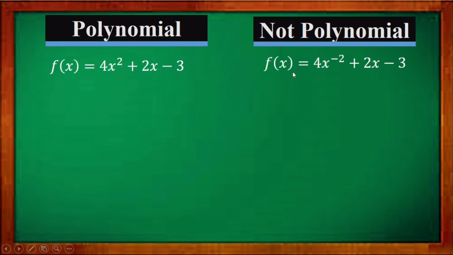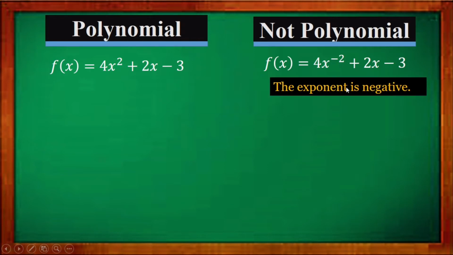This function will be considered as not a polynomial if we have this one: f of x equals 4x raised to negative 2 plus 2x minus 3. This function is not a polynomial because the exponent is negative. Again, f of x equals 4x raised to negative 2 plus 2x minus 3 is not a polynomial function since its exponent is negative, which is negative 2.